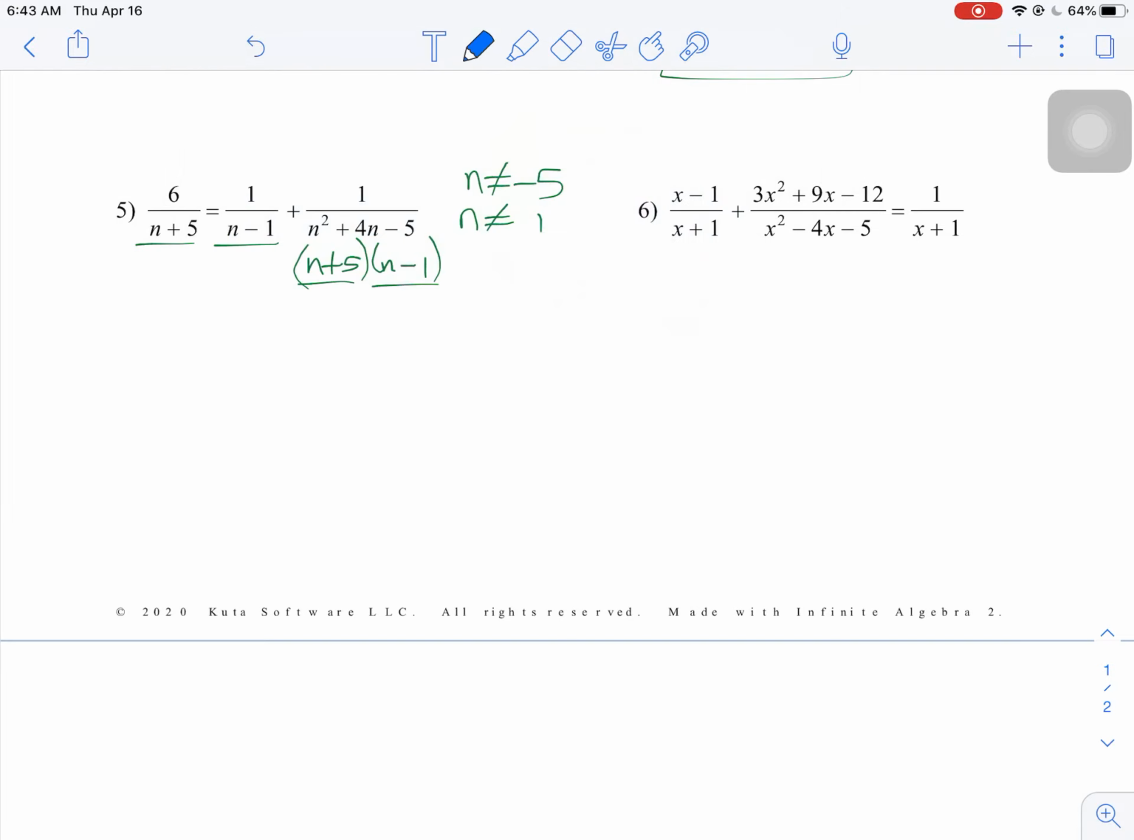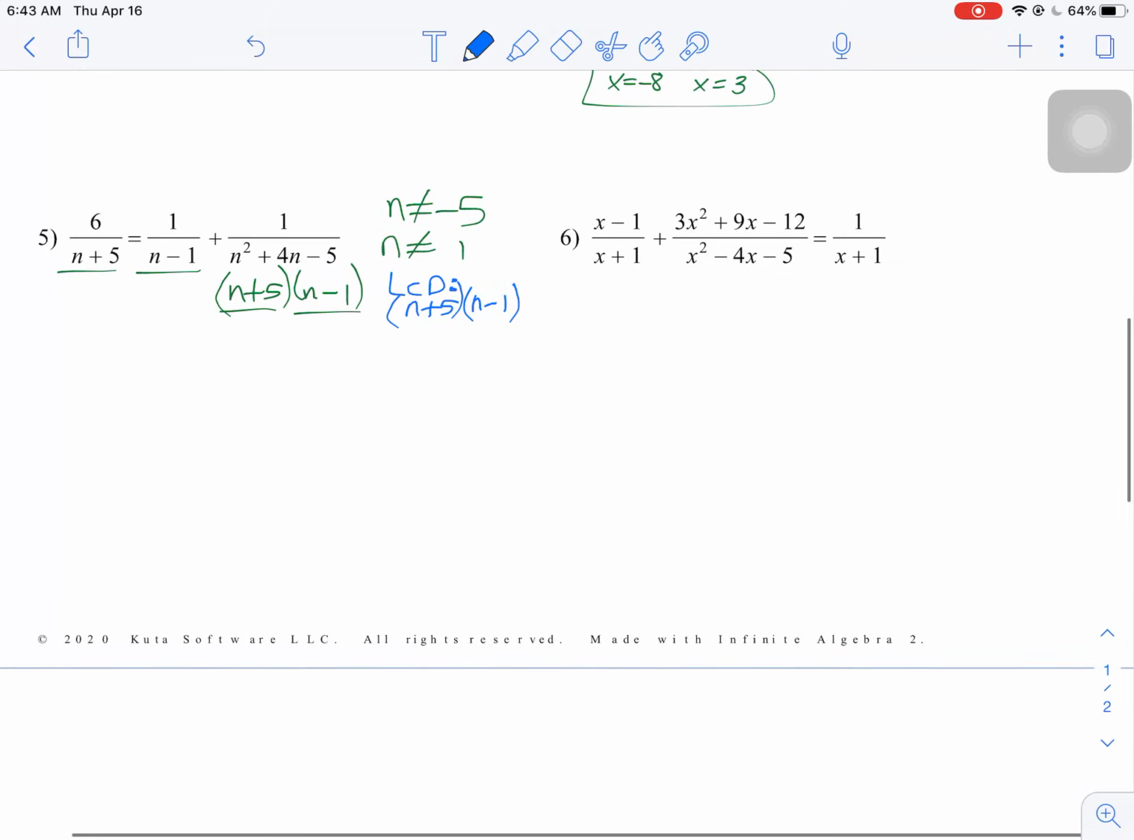For the least common denominator, it's basically one of everything we see as far as factors go. So we see an n plus 5 and we see an n minus 1. So that's going to be our LCD, n plus 5, n minus 1. And then you can go ahead and finish the rest of that problem.